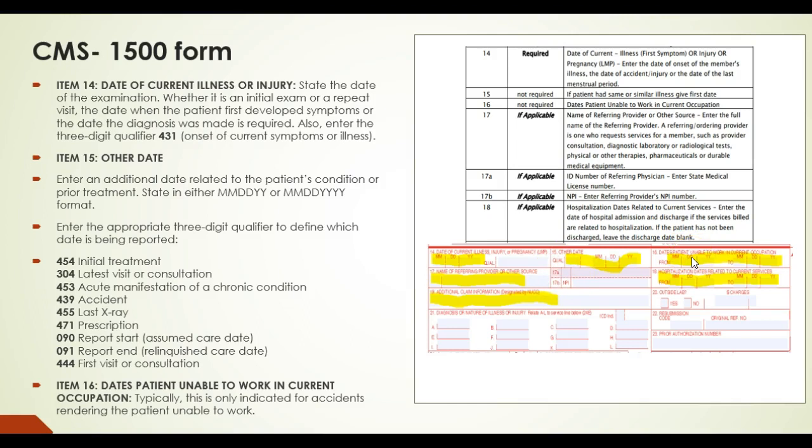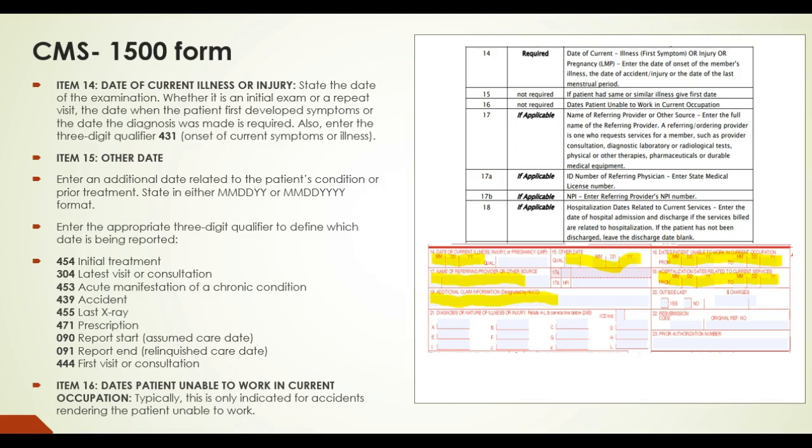Okay, so item 16. In item 16, those are the dates patient unable to work in current occupation. Typically, this is only indicated for accidents, like I said, for workers' comp. So only if applicable, you will enter the dates there for number 16. Block 17, that's only if you have a referring provider or other source. You would enter that full provider's name.